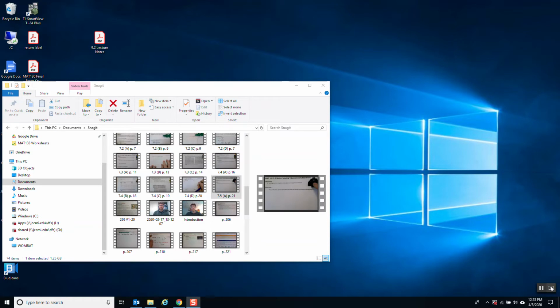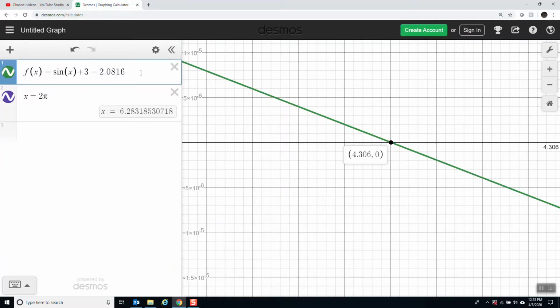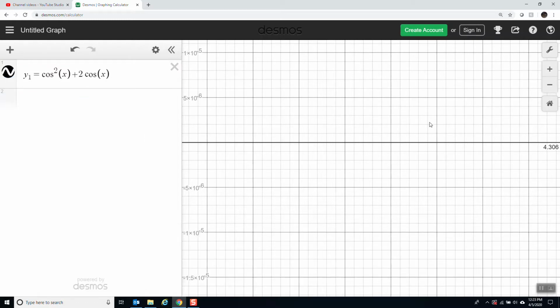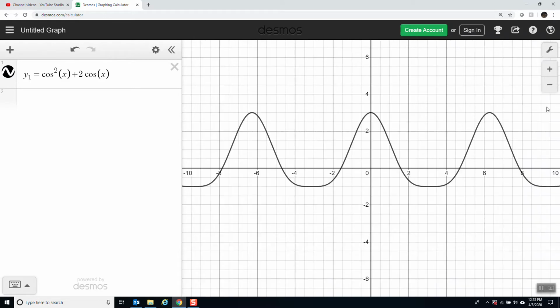Oops, that's not Desmos. Here's Desmos. And note we could actually type y1 if we wanted to. Cosine squared, does this work? x plus 2 cosine of x. Now, is it handling it properly? Let's check. Yes, it is.